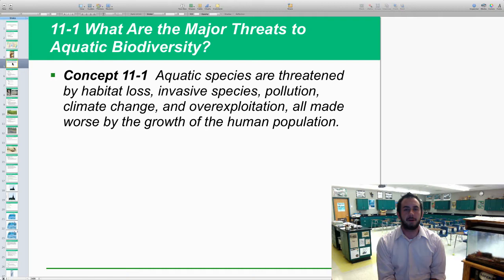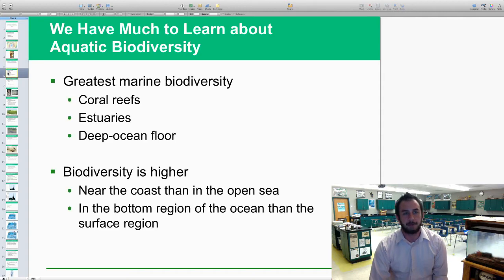Let's take a look at 11.1. What are the major threats to aquatic biodiversity? So what are the things that are really threatening those aquatic ecosystems that we talked about in Chapter 8? One of those is that aquatic diversity is huge. I mean, there's the whole Earth. Most of it is covered in water. 71% is covered in oceans.